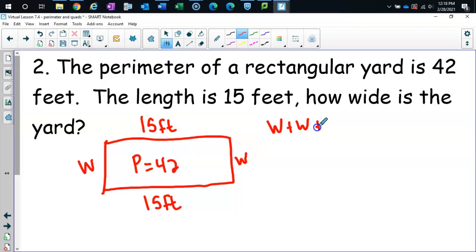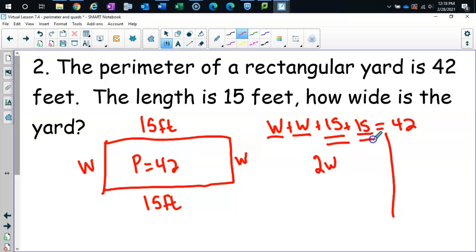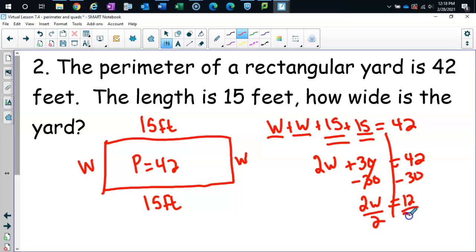W plus 15 plus 15 equals 42. Left side, let's simplify. W plus W, 1W plus 1W is 2W. 15 plus 15 is 30 equals 42. Subtract 30 from both sides, and we get 2W is 12. Divide both sides by 2. We end up with W is 6, and what is the label going to be? 6 feet. So the width is 6 feet.